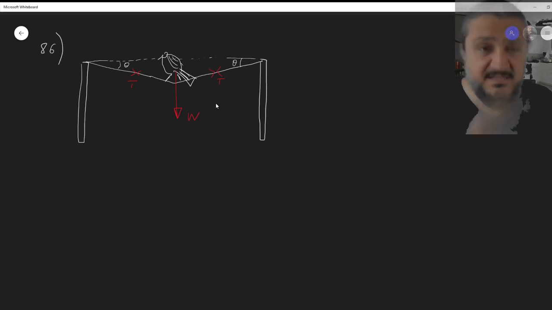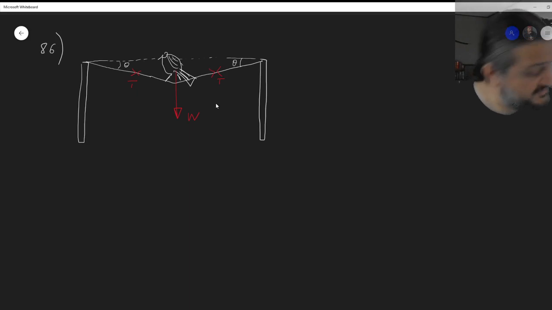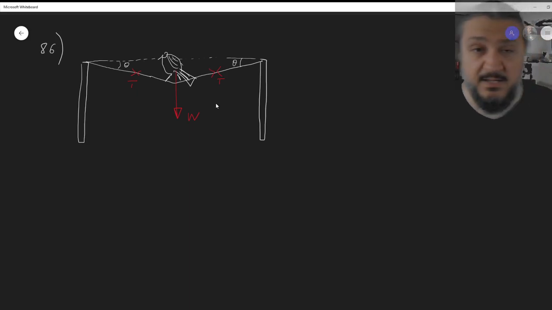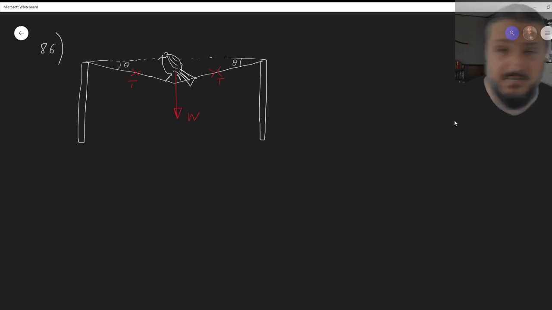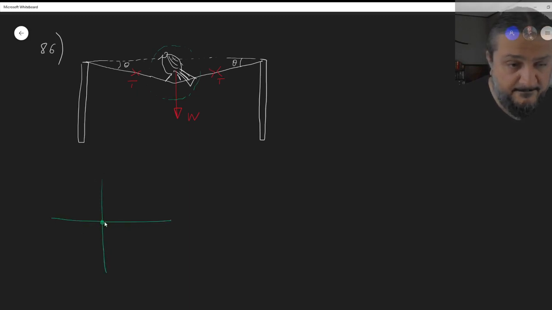I keep using that double arrow notation. I hope that doesn't confuse you. It's just a habit of mine. But if I draw a free body diagram, I don't need to include that. A free body diagram for this point where the bird sits, or the bird itself. So what are the forces there? We have the weight pulling it downward. We have tension on one side pulling it like this, and the same tension pulling it like that on the other side.